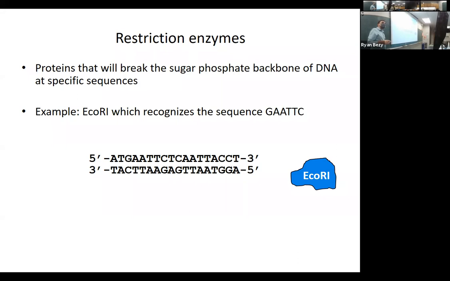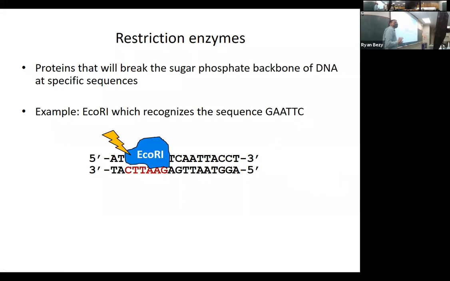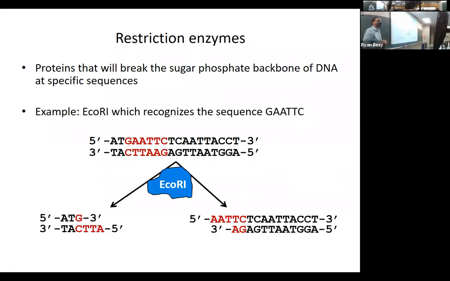So for instance, EcoR1 recognizes the sequence GAATTC. And as you can see, that's right here, GAATTC. And what happens is EcoR1 sees that sequence and then it binds to that sequence. And then once it binds onto that DNA sequence, it cuts the DNA molecule. It cuts both strands of it so that it cuts it here and it cuts it there. It does an asymmetric cut.